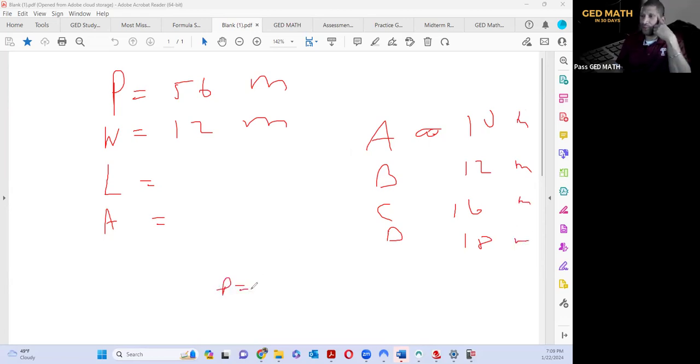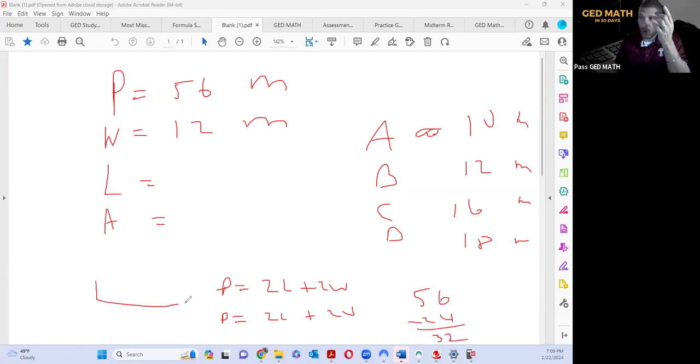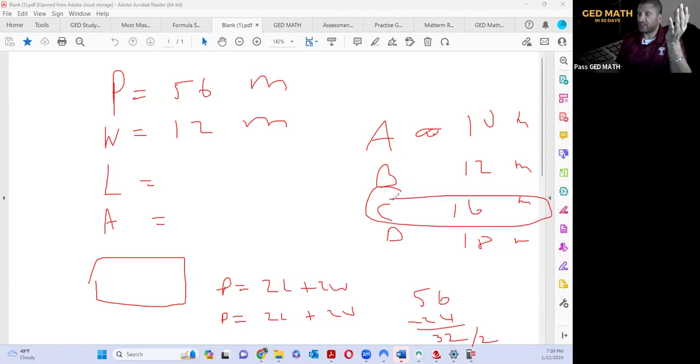I don't need to know the algebra. All I need to know is perimeter equals 2 length plus 2W. So I know the width is 12, so 2W is 24. So perimeter equals 2L plus 24. Well, I know the perimeter is 56. So 56 minus 24 is 32. You should know that opposite sides of a rectangle are equal. So I'm dividing this by 2. 16. That's no algebra at all. That's just knowing that perimeter is the distance around, and opposite sides are equal.